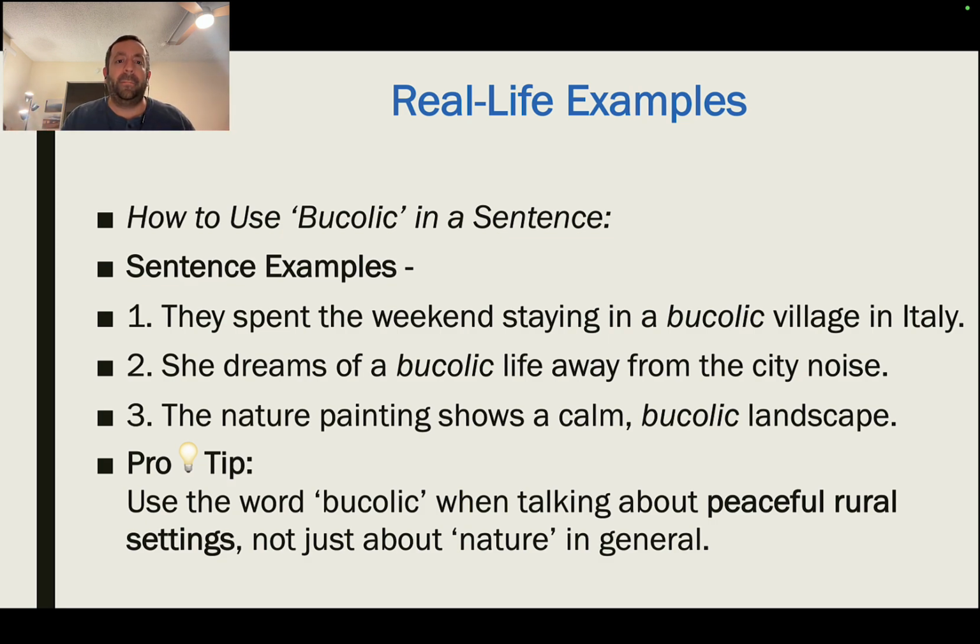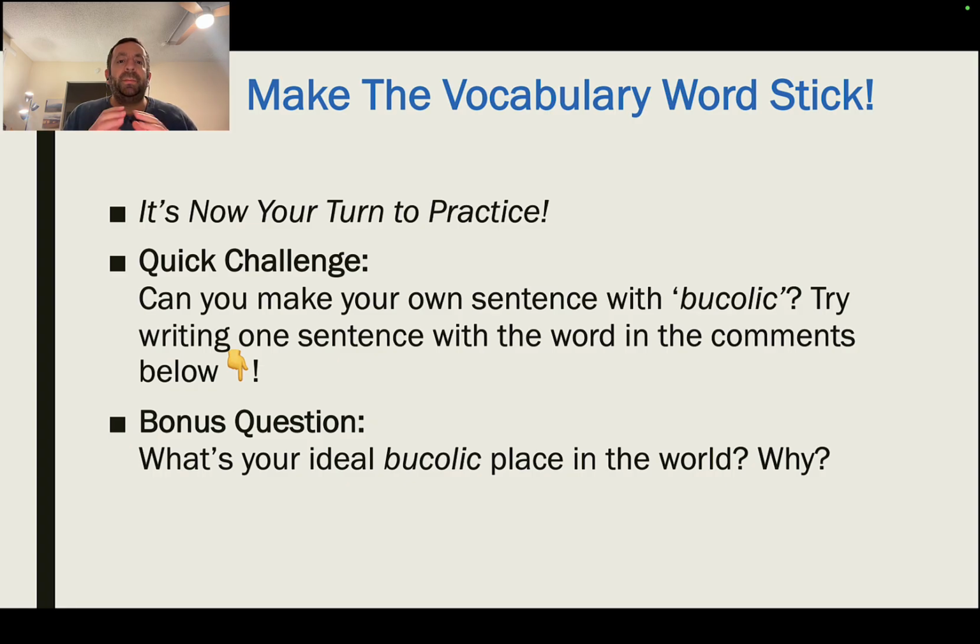It's very quiet. So let's make this vocabulary word stick. It's a harder word. It's a more advanced word, especially the pronunciation. But now it's your turn to practice at home. So quick challenge for you all at home watching the video. Can you make your own sentence with bucolic? Can you do so correctly with the right grammar, with the right structure and using it as an adjective. Again, it's an adjective. Try writing one sentence with the word bucolic in the comments below this video.